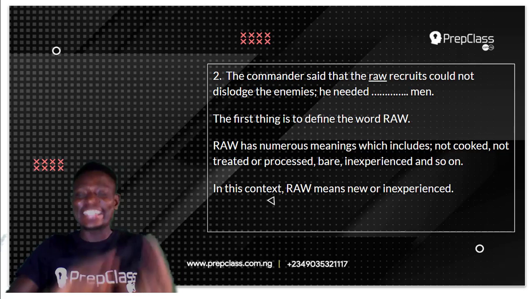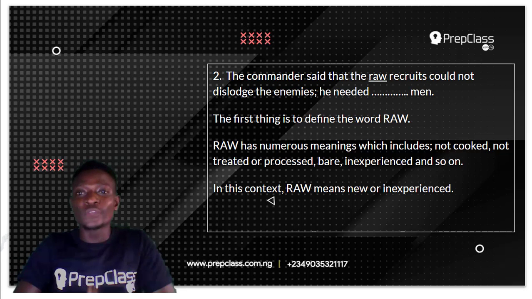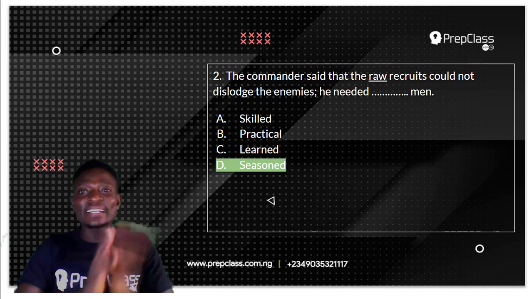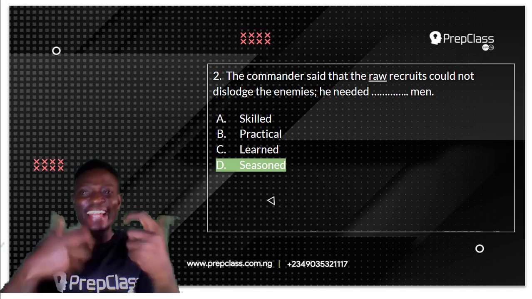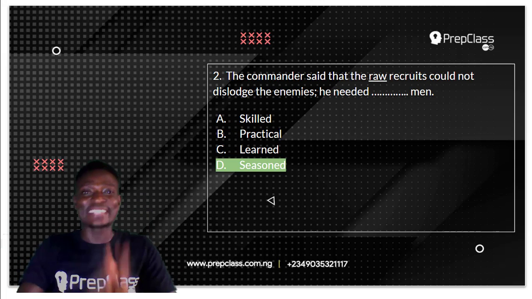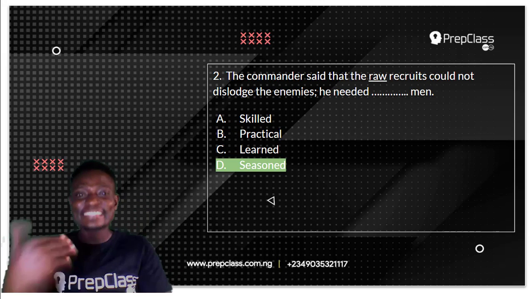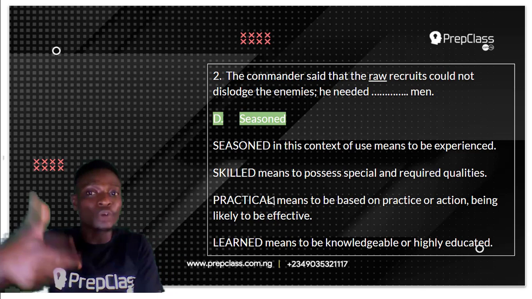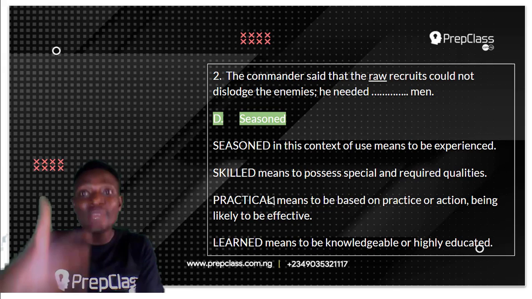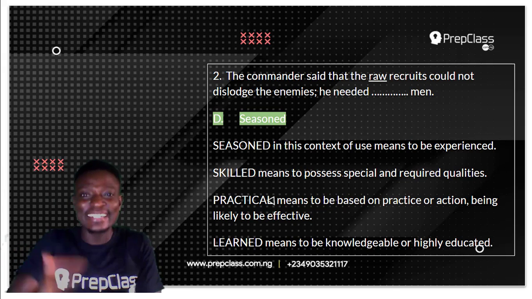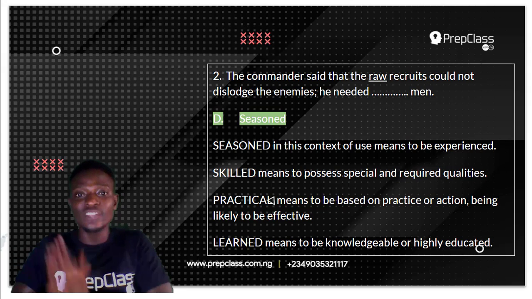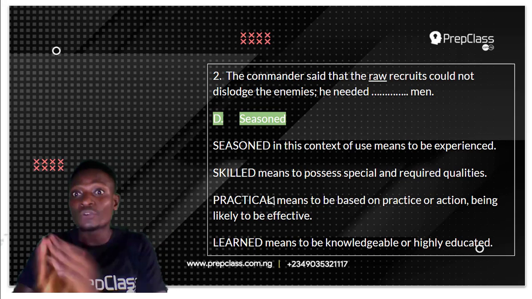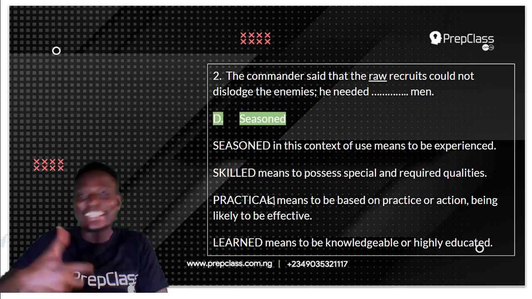So he needed dash men. Now, the opposite of raw in this context of use is seasoned. The commander said that raw recruits, that is inexperienced recruits, could not dislodge the enemies. He needed seasoned men. What is the meaning of seasoned? The word seasoned in this context of use means to be experienced. Now, when you say a soldier is seasoned, he is an experienced soldier. So the word seasoned means to be experienced. Remember, raw in this context of use means to be new or inexperienced.